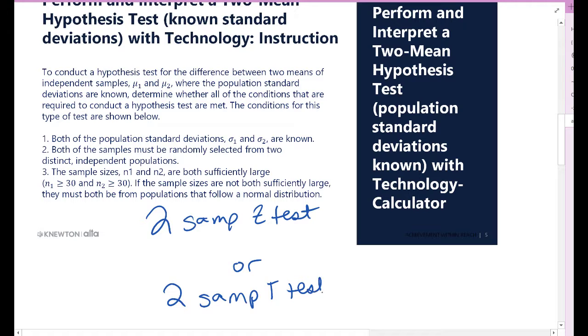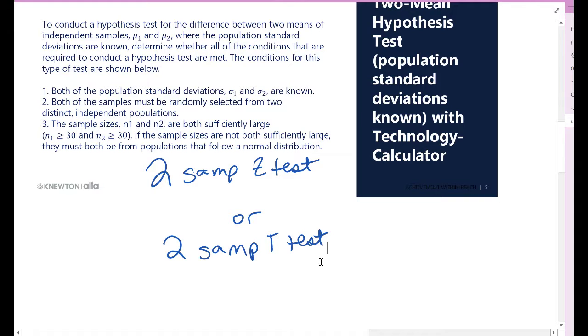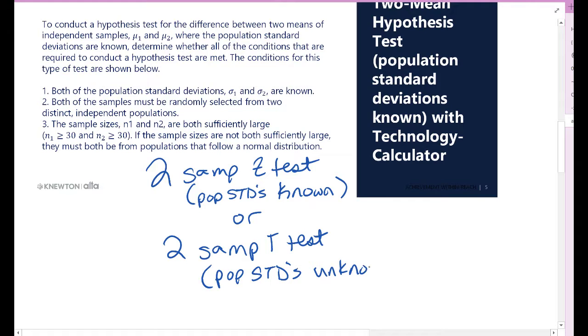Okay, well, what's the difference? Well, the difference between z and t is always the same. The difference is, do you know your population standard deviations or not? If the population standard deviations are known, then we are doing a two-sample z-test. If instead the population standard deviations are unknown, that's when we're going to do a two-sample t-test. Okay? Once again, it's the population standard deviation that makes the difference here.